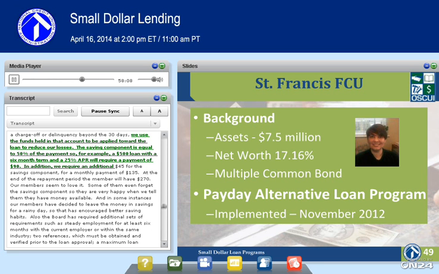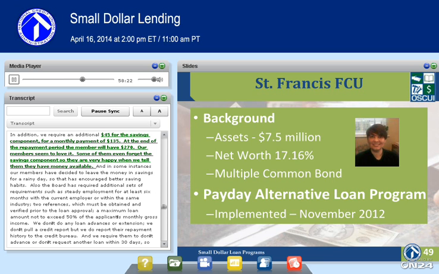The saving component is equal to 50% of the payment. So, for example, a $500 loan with a 6-month term and a 25% APR will require a payment of $90. In addition, we require an additional $45 for the savings component, for a monthly payment of $135. At the end of the repayment period, the member will have $270.